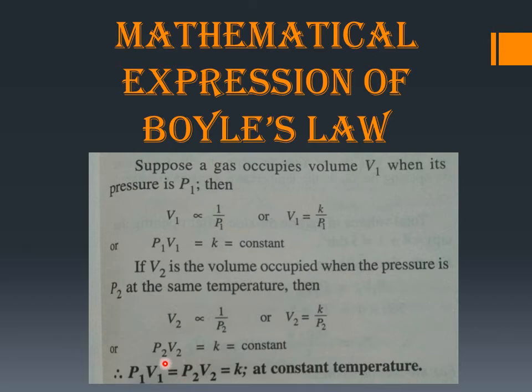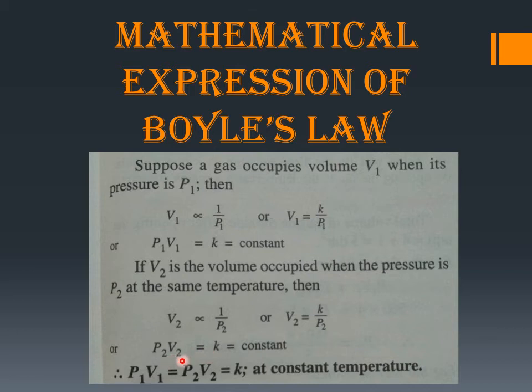So we can say that Boyle's law equation is P1 V1 is equal to P2 V2. P1 is the initial pressure, V1 is the initial volume, P2 is the final pressure, and V2 is the final volume. So the mathematical expression of Boyle's law is P1 V1 is equal to P2 V2 is equal to K at a constant temperature.